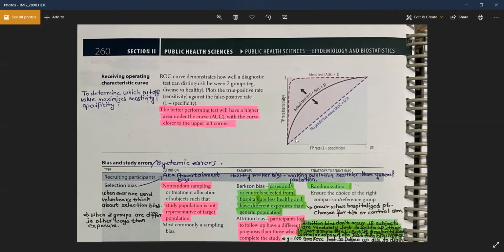And yeah, so the test which has the highest sensitivity and highest specificity must be a test which has the highest area under the curve. That is the only thing that you need to know from the ROC curves, okay? No other thing.